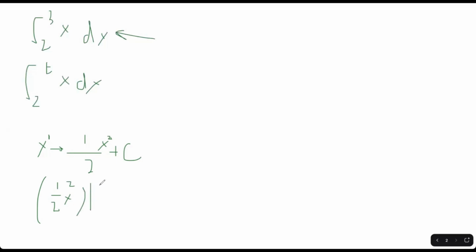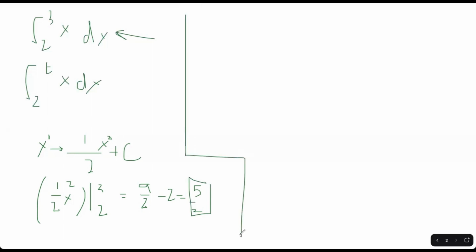Then we draw a bar and write our same values, and we just plug in the upper bound into this, get some value, plug in the lower bound, get another value, and subtract them. So let's do an example. You plug in 3, you get 3 squared is 9, and 9 over 2 is just 9 over 2, or 4.5. Now you plug in 2. 2 squared is 4, and 1/2 of 4 is 2. So you get 9 over 2 minus 2. You simplify that, and you get 5 over 2, or 2.5, as your answer for the integral.